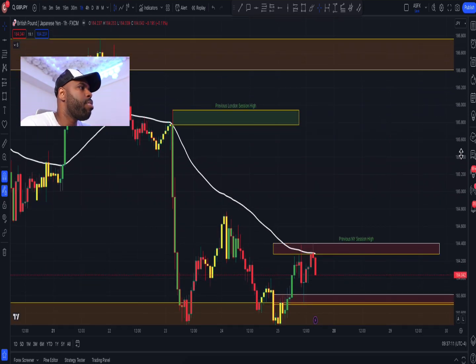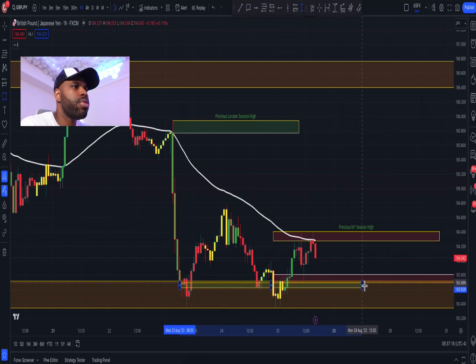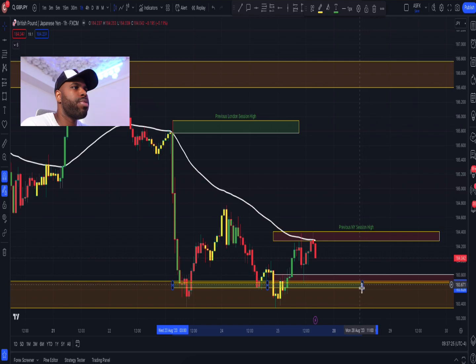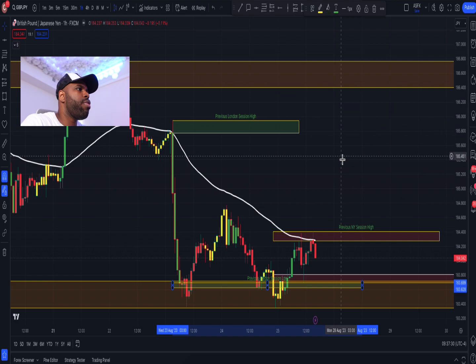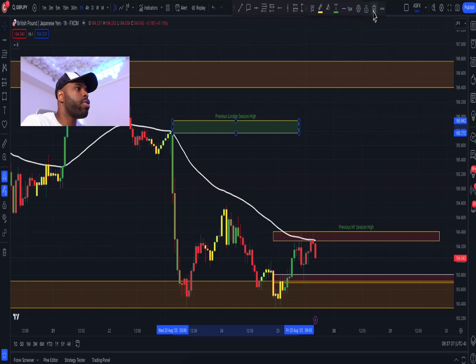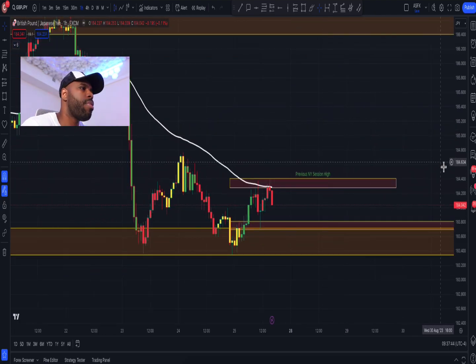And then down here in the bottom, you want to look for the previous London session low, okay? In this case, this was this low here, okay? Simple as that, that's how I do it. Okay, and then you want to name it the previous London session low. But like I said, mainly I trade during the New York session. Sometimes I trade the London session as well, but the main session I trade in is the New York session.